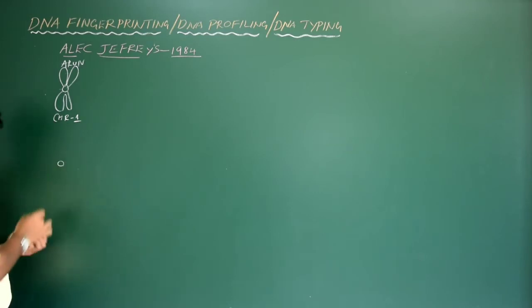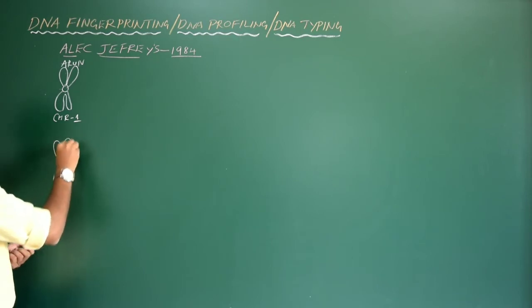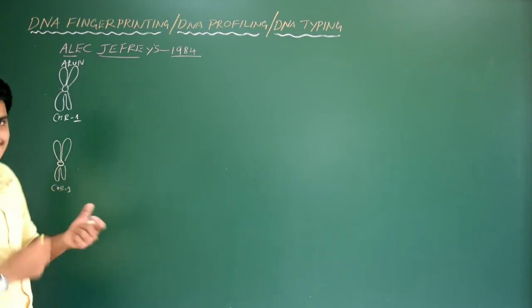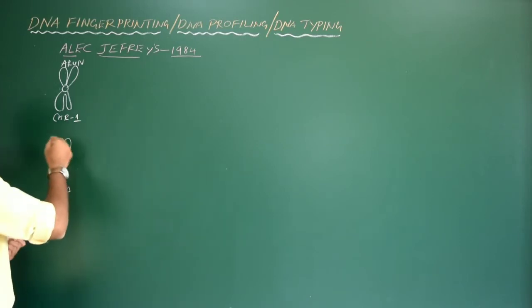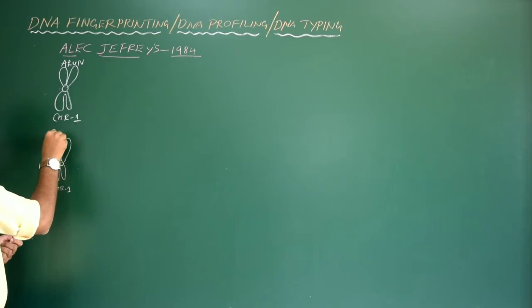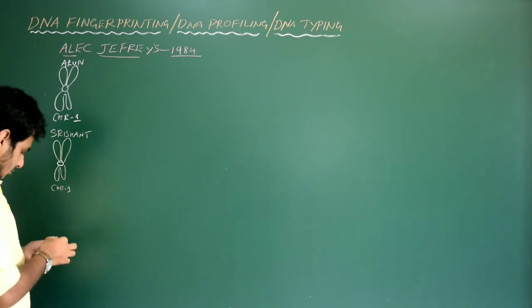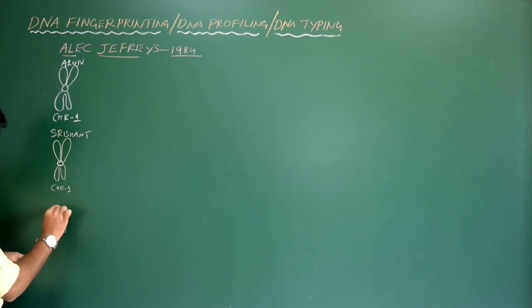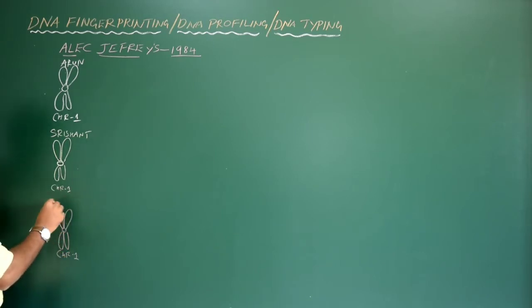So I use a different color here. Yellow is better, and I'm going to draw one more chromosome, also chromosome number 1, but this chromosome number 1 is taken from another individual. Let us consider Srishant. So this is now Srishant's chromosome number 1. Now I'm going to draw one more chromosome, so it will be easy for us to understand. The size should be the same. So this is now chromosome number 1 of, let us say, Sakshat.